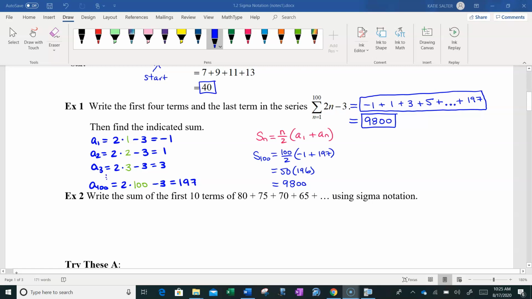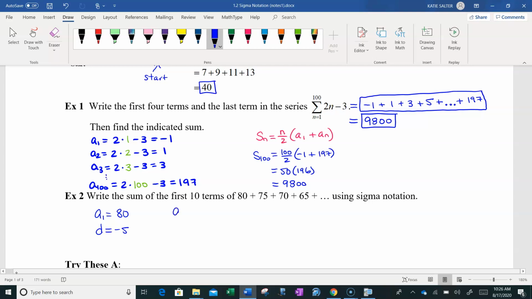notation. The first thing we have to do, folks, is come up with the formula, just like we did in the previous lesson. So let's look at what we have here. We know that our first term is 80. We know that we want to find the sum of the first 10 terms, and we can clearly see that we're subtracting 5 each time, so our common difference is -5.